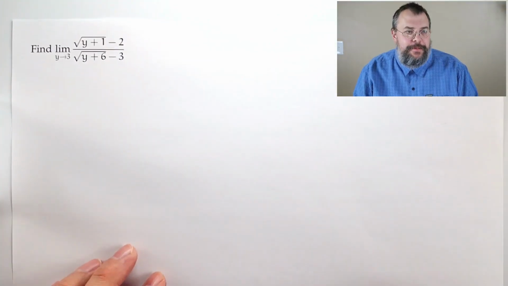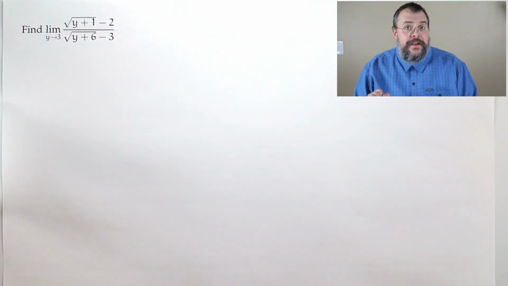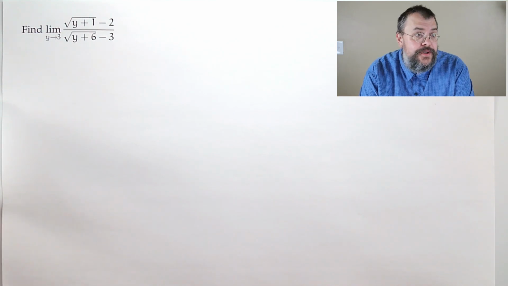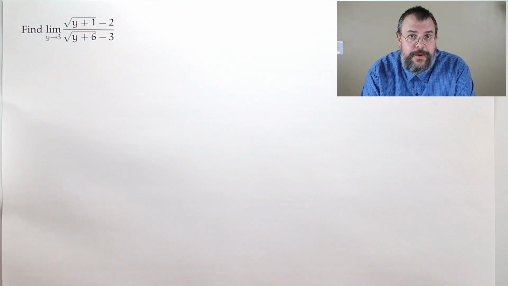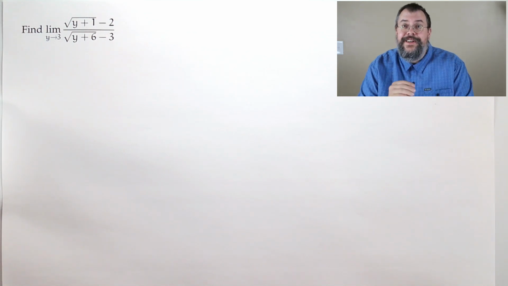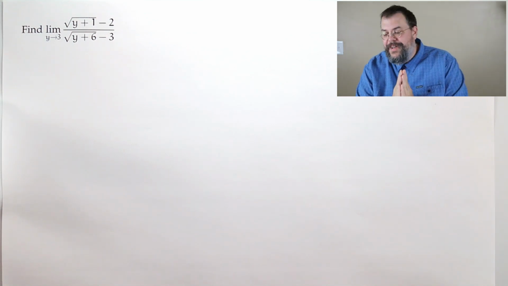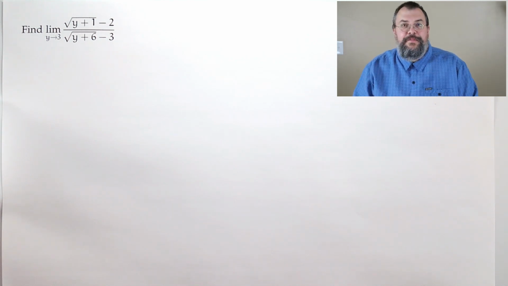All right, our next problem. Find the limit as y goes to 3 of the square root of y plus 1 minus 2 over the square root of y plus 6 minus 3. Oh, some square roots involved. Okay, spicing things up a little bit.